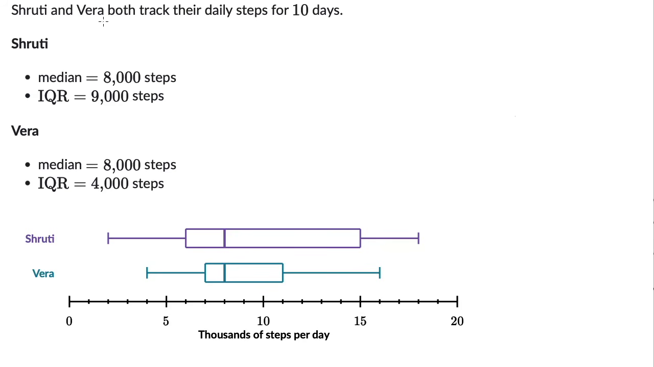We're told that Shruti and Veera both track their daily steps for 10 days. And let's see, we're given the median for both Shruti and Veera, and it's also plotted here on this box and whiskers plot. And they have the same median. They're both at 8,000 steps. We see that right over here.